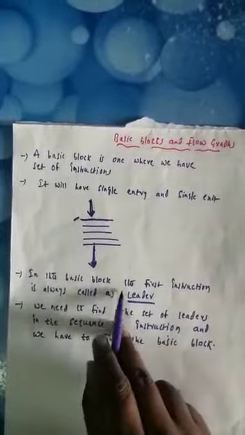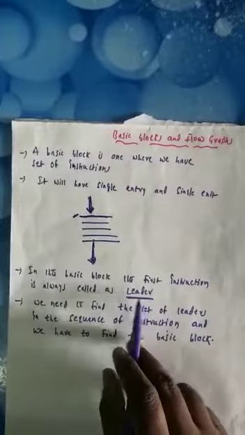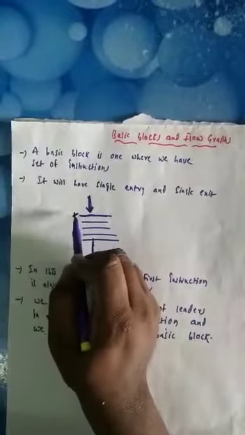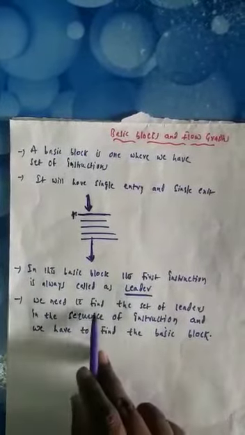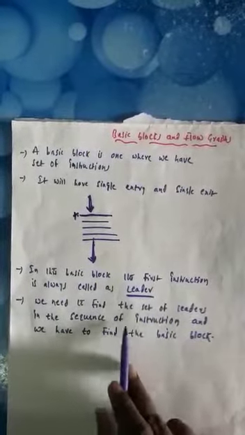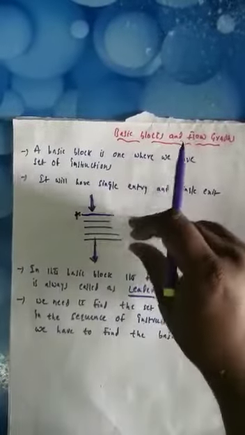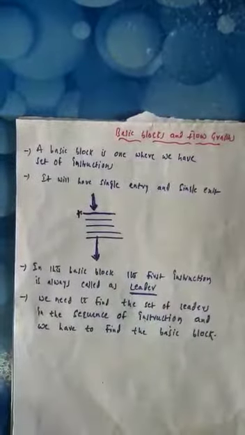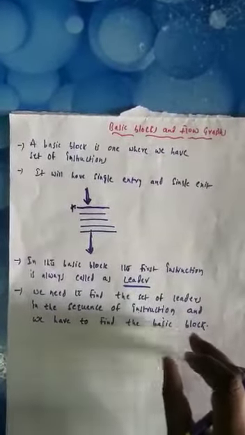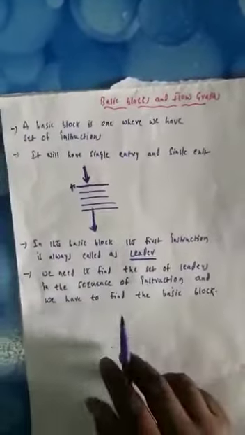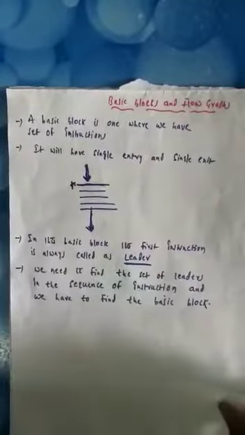In a basic block, the first instruction is always called the leader. We need to find the set of leaders in the sequence of instructions. For example, if we have n instructions, out of these n instructions we can find what the leaders are, and we have to find the basic blocks.